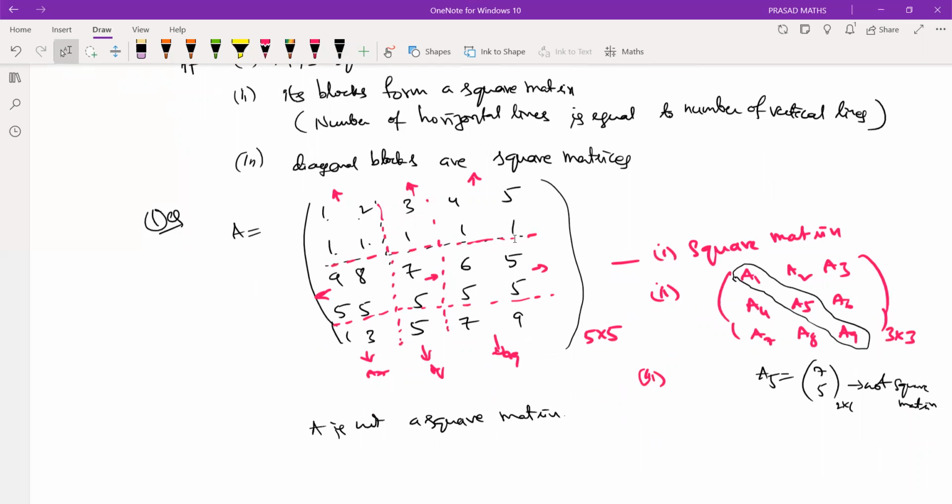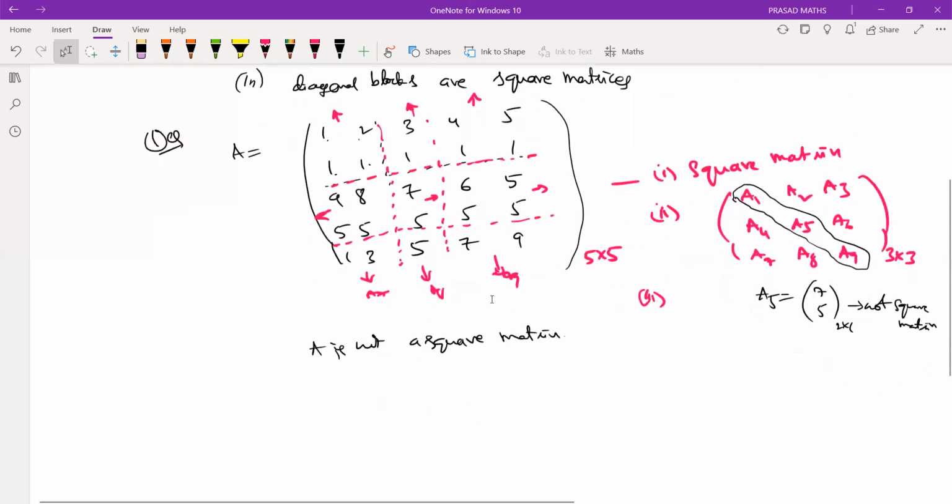Is it clear, all of you? The matrix itself should be a square matrix, its blocks must form a square matrix, and as well, diagonal blocks should be square matrices. Is it clear, all of you?